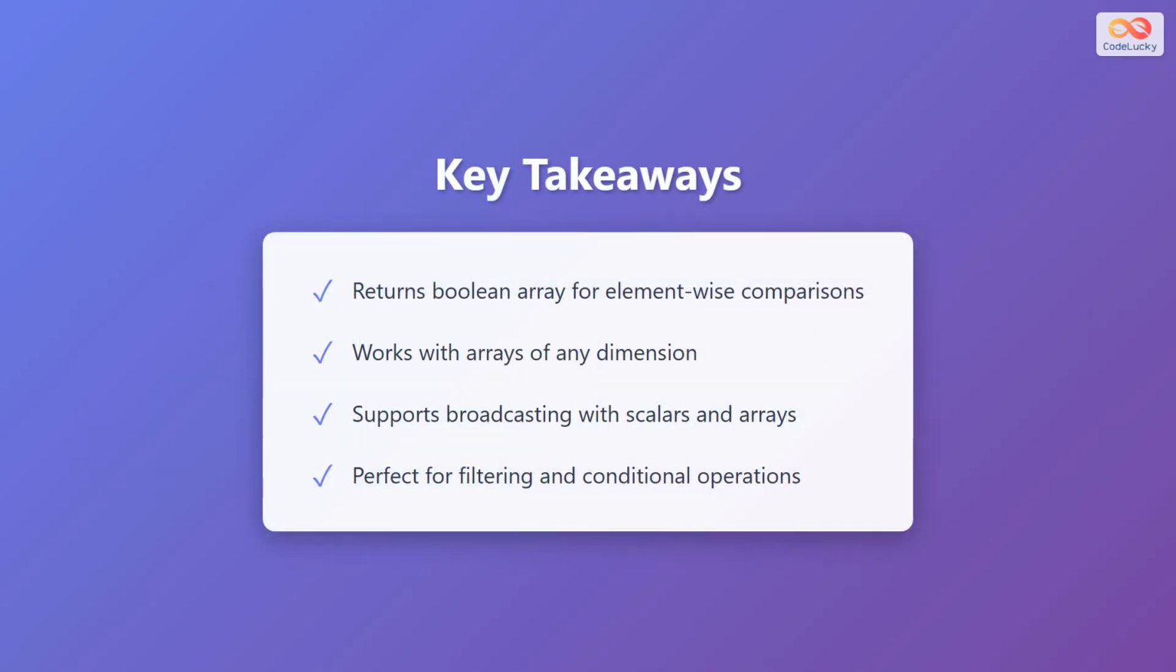Let's recap the key points. First, np.greater returns a Boolean array for element-wise comparisons, showing where elements in the first array exceed those in the second. Second, it works with arrays of any dimension, from one-dimensional vectors to multidimensional matrices. Third, it supports broadcasting with scalars and arrays of different shapes. Finally, it's perfect for filtering and conditional operations, allowing you to select data that meets specific criteria.